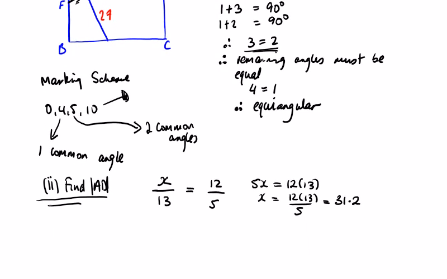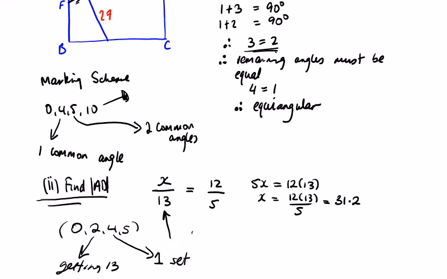The marking scheme here was 0, 2, 4, and 5. For getting 13, you needed to get 13 to start it. For having just one set of corresponding sides, one set, so like this guy on its own or this guy on its own, was worth 4, and obviously to get it fully right was worth 5. Easy enough to mark.